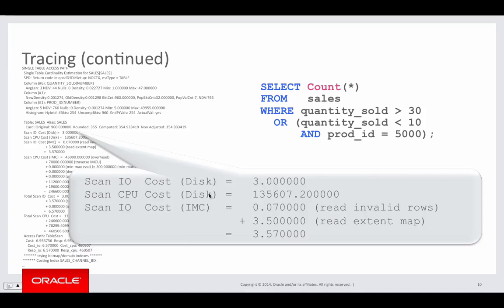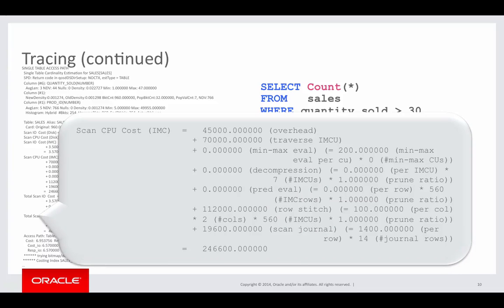We've got a new calculation now, which is for IMC, or in-memory column store. We'll see that we'd have to read some invalid rows as well as the extent map from disk. And so we need to factor that into the costing of the scan of the sales table. We'll also see changes to the calculation that's done for the CPU costing for the scan. Now, there's a lot more information here.